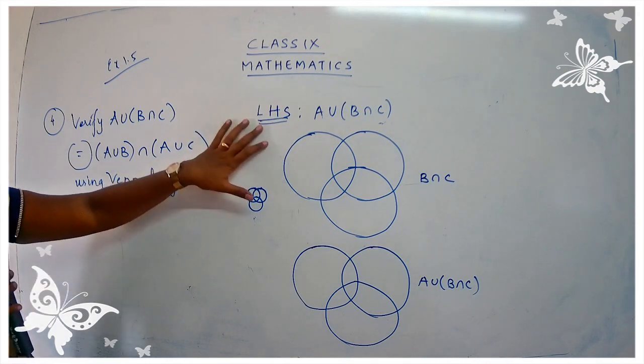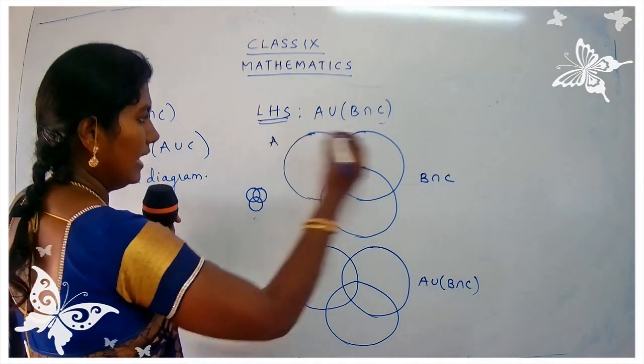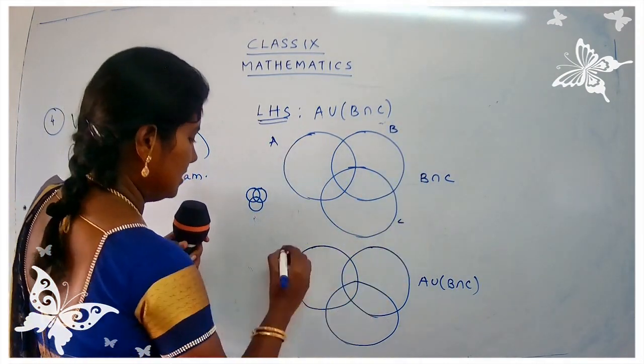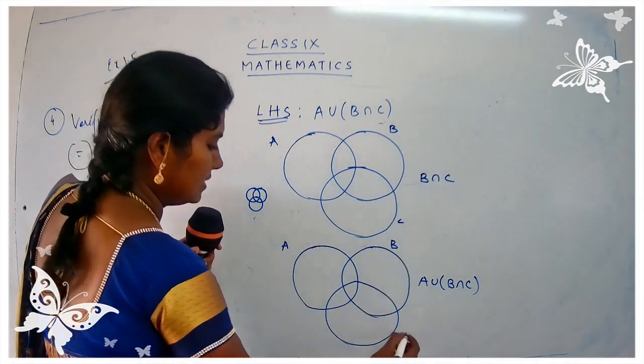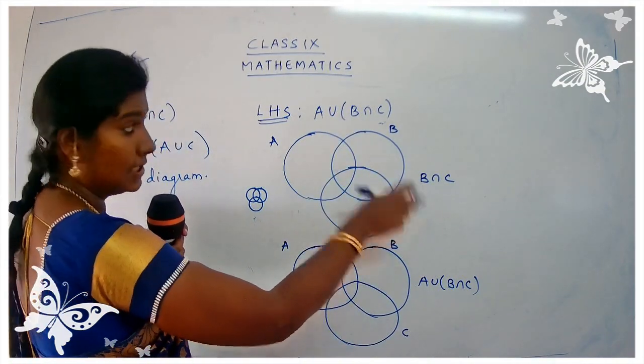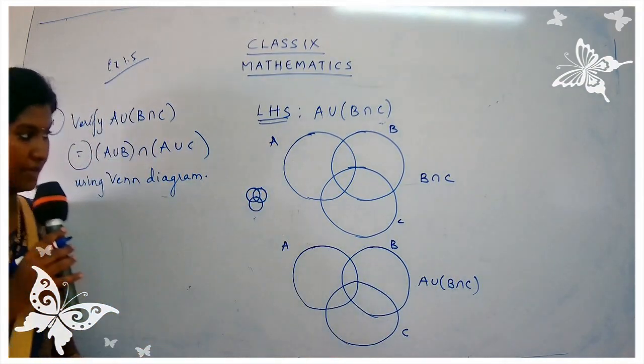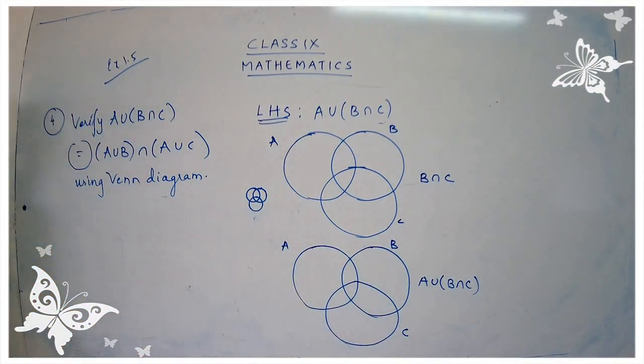Write down LHS. You have to get ready with the two Venn diagrams. Write down here A, B, C. A, B, C. Okay. So first of all, I'm going to shade for B intersection C. And then I'm going to shade for A union B intersection C. Just get ready with this figure, children. Do not take a lot of time. You have to be quick, and at the same time, you have to be neat.